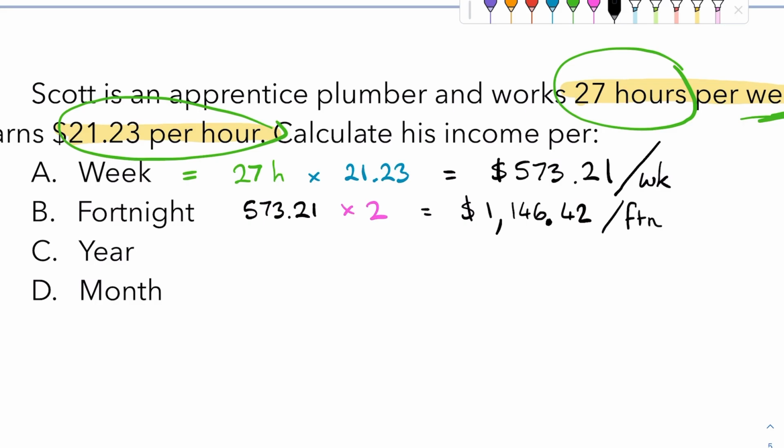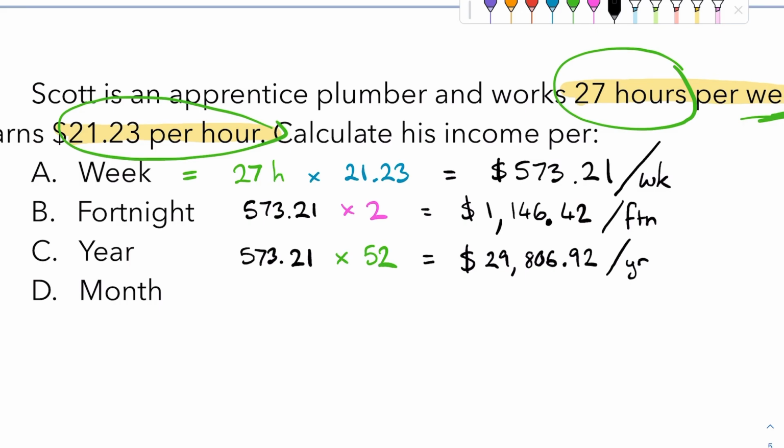Okay, next one here, converting it to a year, so we can go again from the amount of money per week. 573.21. How many weeks are there in a year? There are 52 weeks, so I'm going to multiply that by 52 weeks in the year. And that will give me an answer of, let's see, 573.21 times by 52, $29,806.92. This is per year.